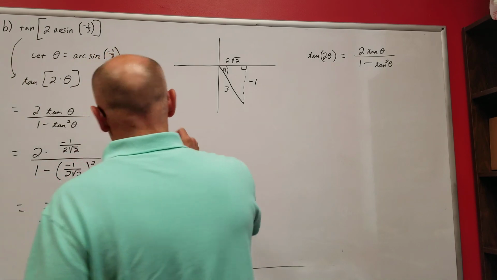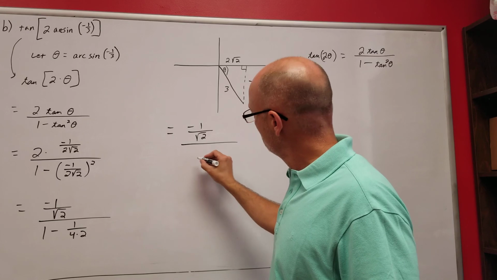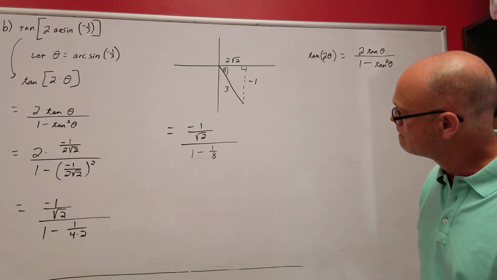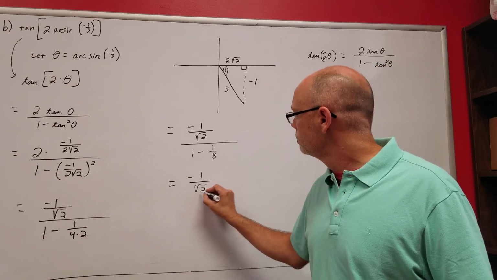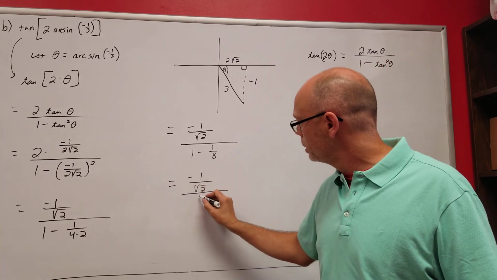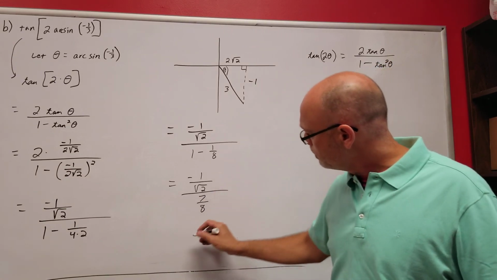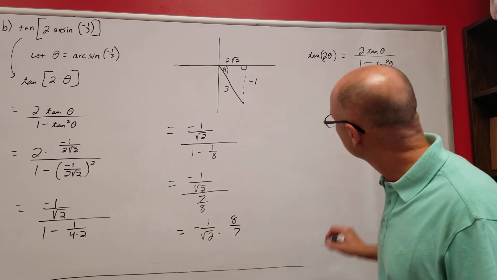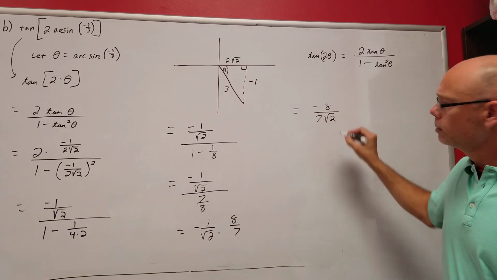So let's see, what does that give me? That gives me negative 1 over square root of 2, over 1 minus 1/8, right? Isn't this 8/8, really? 8/8 minus 1/8 is 7/8, right? Now what do you do? You multiply by the reciprocal. So you get negative 1 over square root of 2 times 8 over 7. So that gives us negative 8 over 7 square roots of 2.